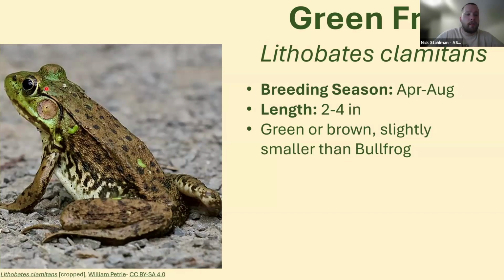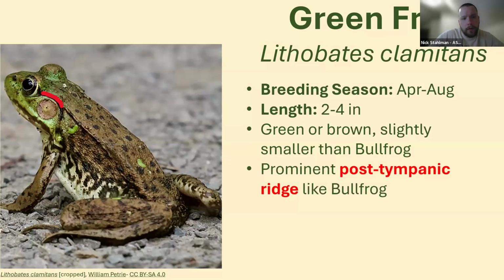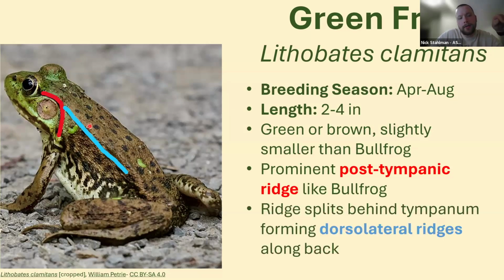So they also have that prominent tympana, but if you notice, you've got that post-tympanic ridge, just like the bullfrog, and this ridge that continues on. So it splits. So we have the post-tympanic ridge and a dorsolateral ridge. And that's going to be mimicked or duplicated on the other side here. So it splits and continues down the length of the body.